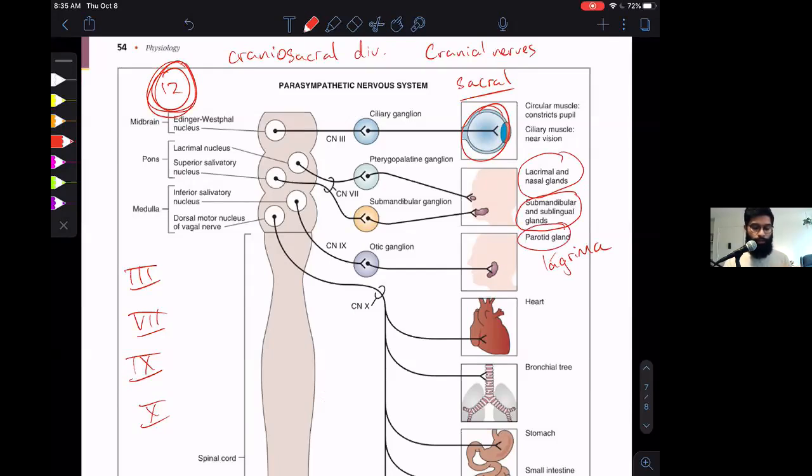And then your parotid gland, which is another, well, parotid is from cranial nerve 9. And that's also a salivary gland. So 7 is going to go to these salivary glands. 9 is going to go to this salivary gland. 10 is the infamous vagus nerve.